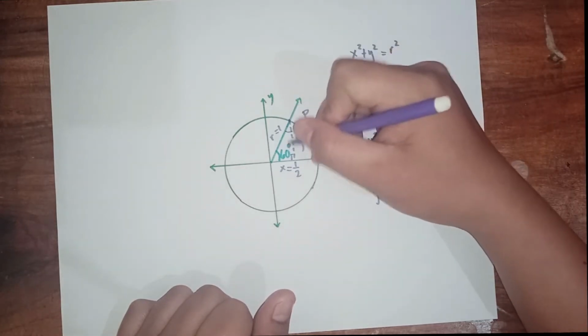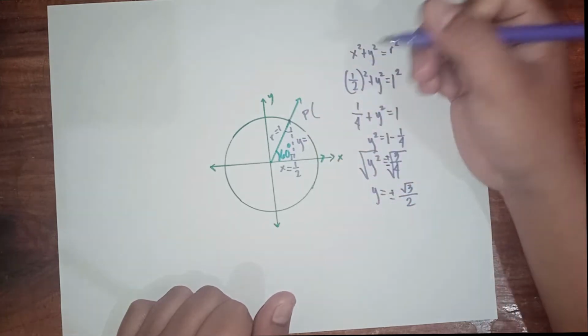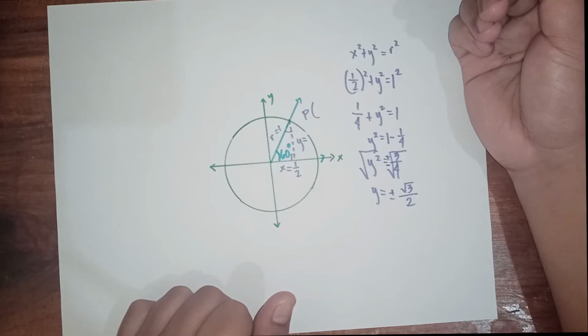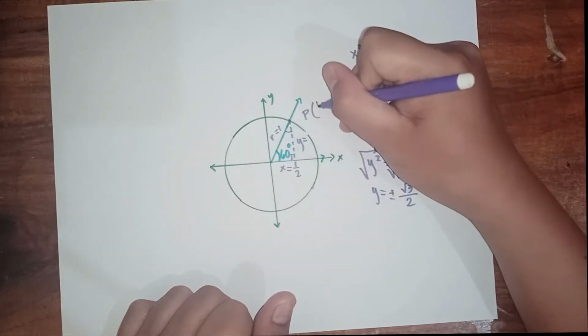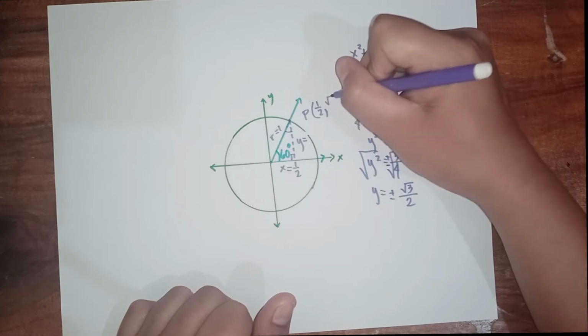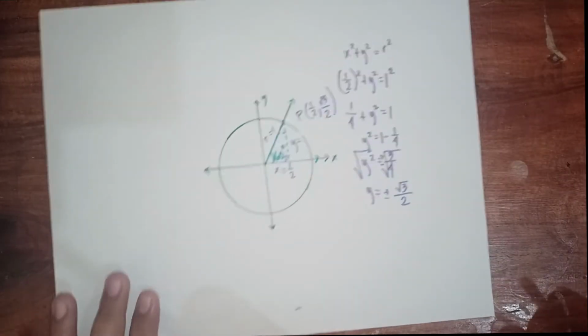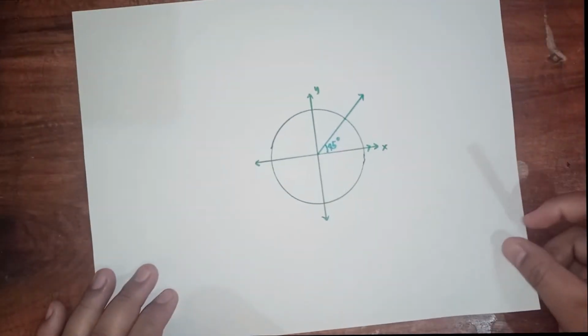Therefore, for the 60 degree angle, since nandito pa siya sa first quadrant, lahat ng coordinates are positive. So we have here x is 1/2, then yung y natin is positive square root of 3 over 2. Okay? How about if we have a 45 degree angle?